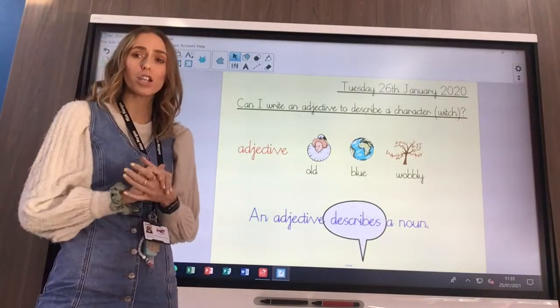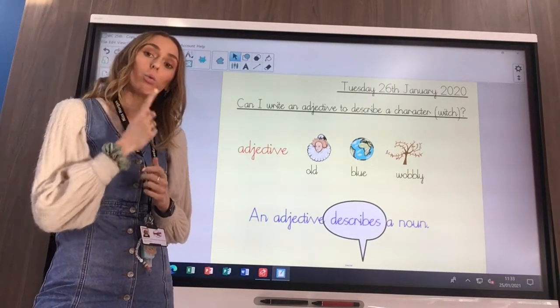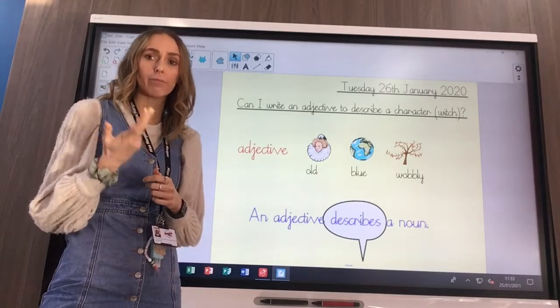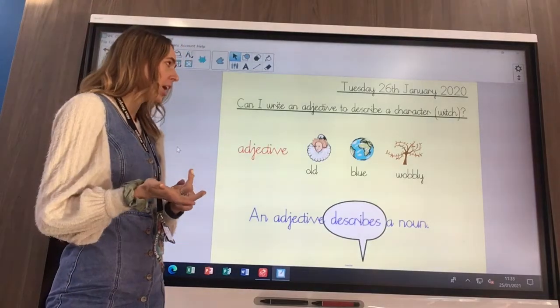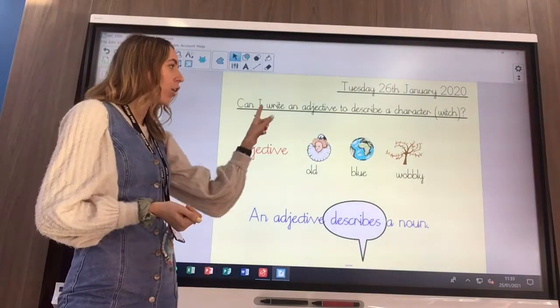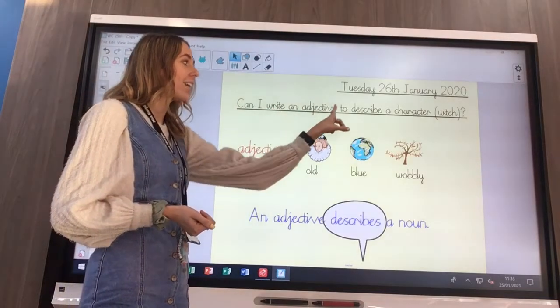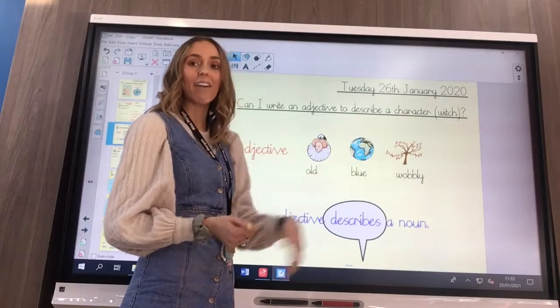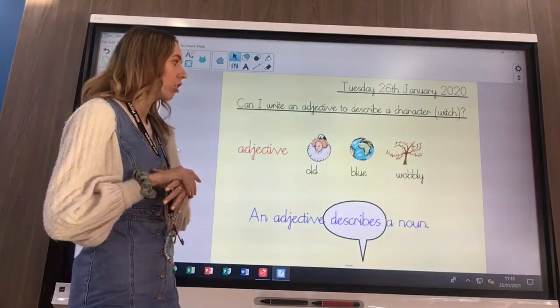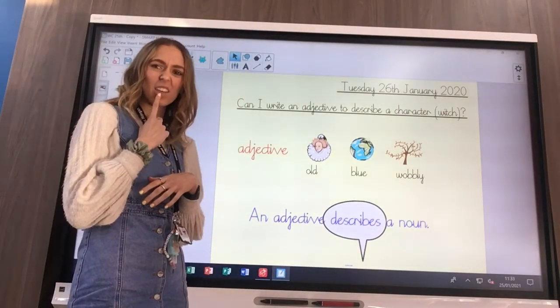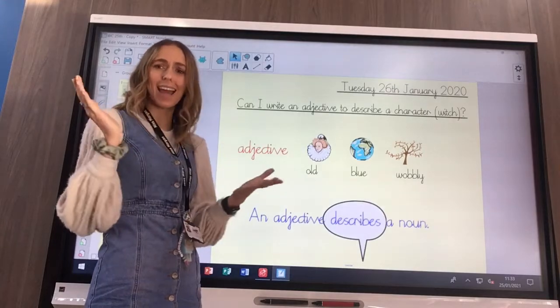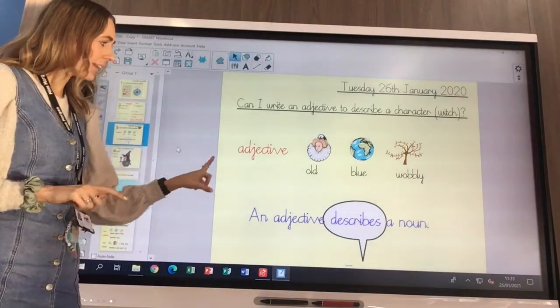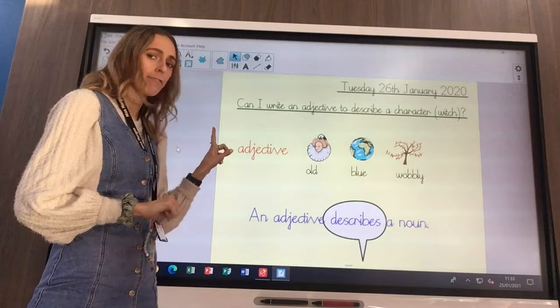Okay, so we are going to start our lesson with our learning question. What do we want to achieve by the end of this lesson? And it says, can I write an adjective to describe a character, a witch? Can I use an adjective to describe the witch? What's an adjective?